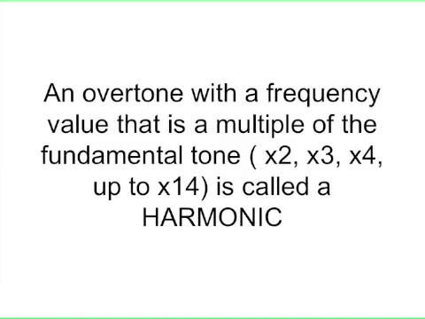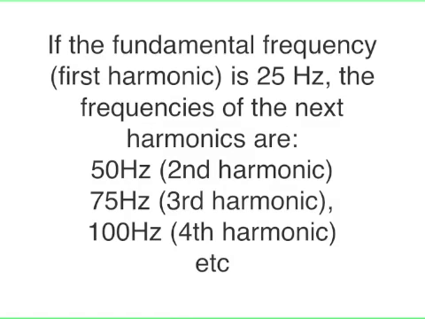So now that we've thought a little bit about fundamental tone and overtone, we'll move into this idea of harmonics, which is another way of calling these overtones, but the overtone with a frequency that is a multiple of the fundamental tone is called a harmonic. Let's look at that a little bit more. So let's think about this. If the fundamental frequency is, say for example, this violin, the first harmonic is 25 hertz. The frequencies of the next harmonics are 50 hertz, 75 hertz, 100 hertz, etc.